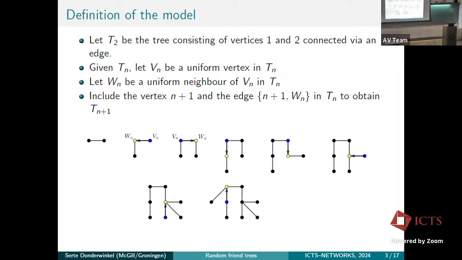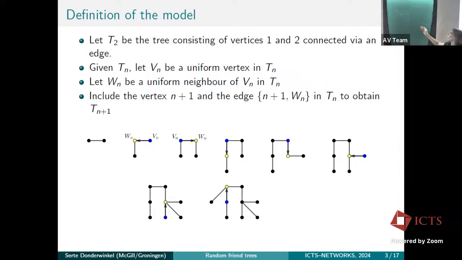Okay, so we start with, say, a vertex 1 and a vertex 2. And then a new vertex 3 enters the party. It chooses vertex 2 uniformly at random. It only has one choice for a uniform neighbor, so vertex 3 attaches here. Now vertex 4 enters. It picks vertex 1. It now chooses one of the neighbors uniformly at random, so either 2 or 3. Let's say it picks 2, and it connects here.